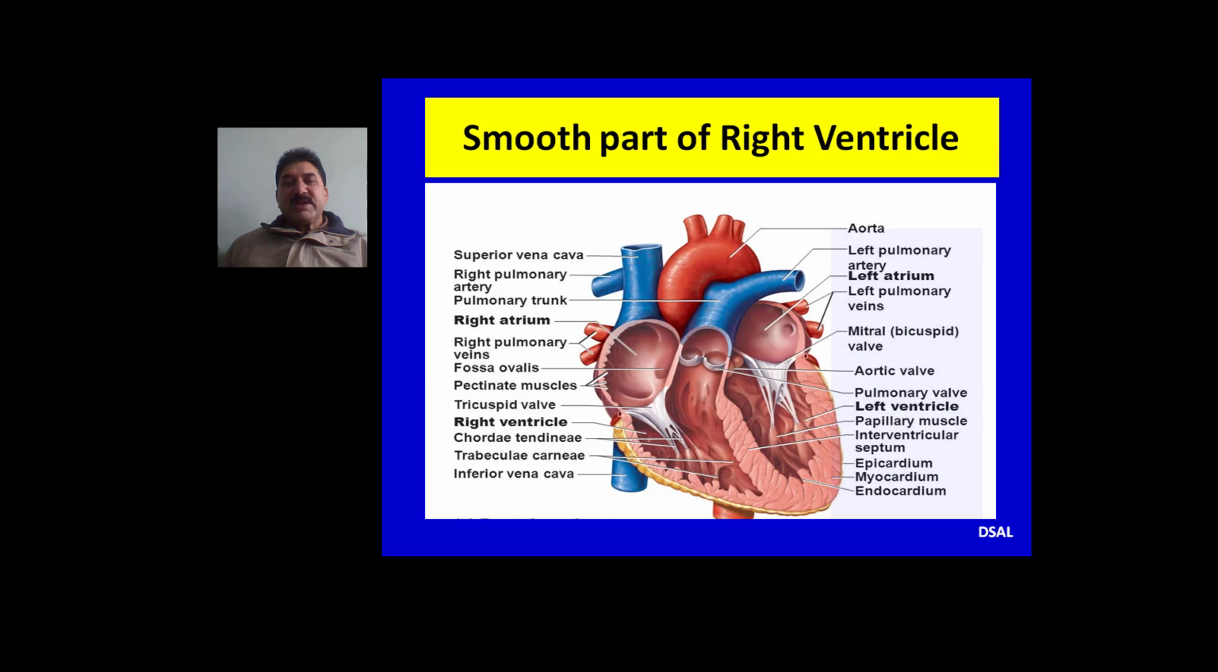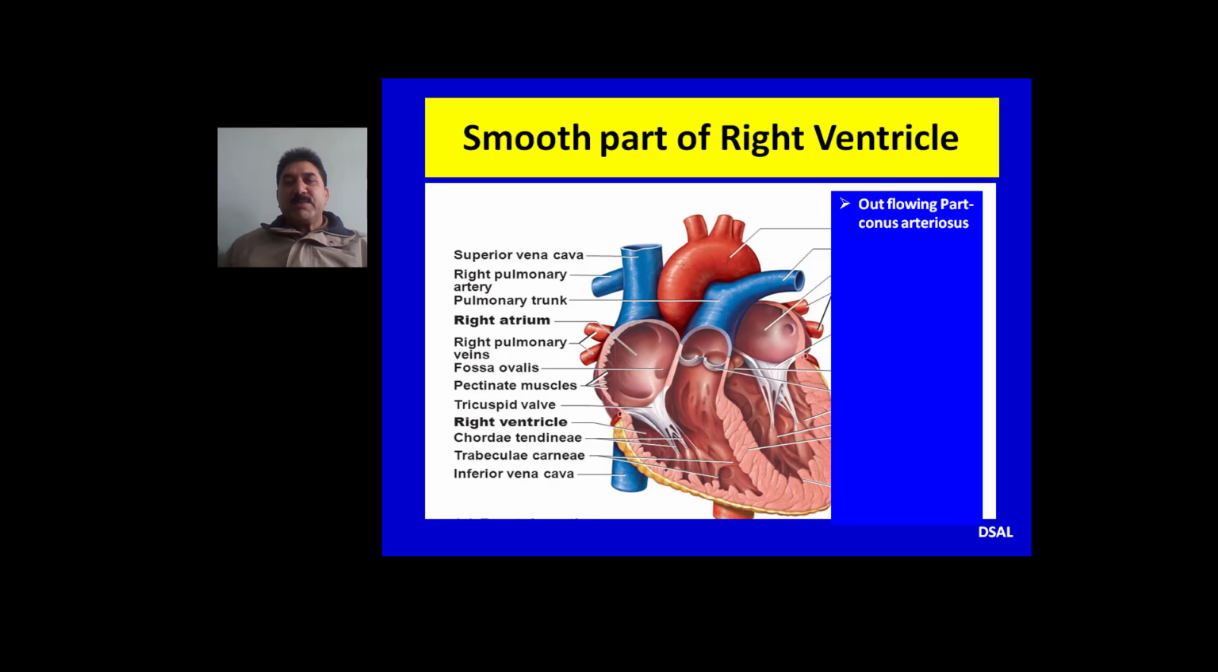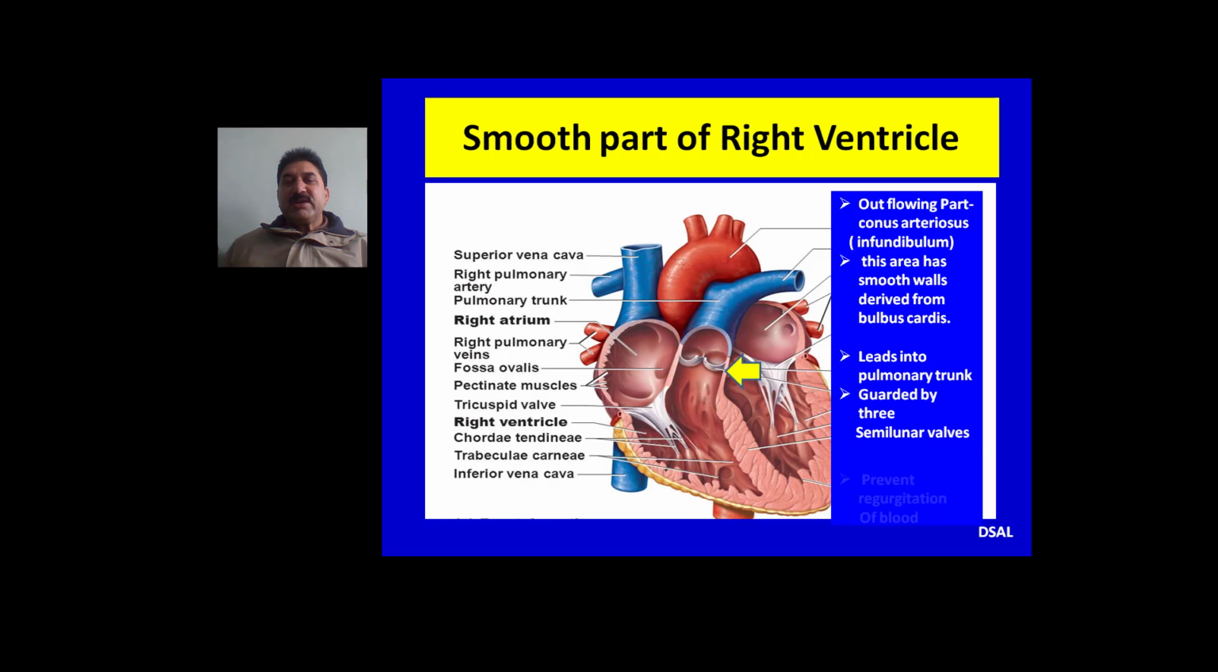Smooth part of the right ventricle. It is also called the outflowing part of the right ventricle or conus arteriosus. It is also called infundibulum. This area has smooth walls derived from bulbus cordis. It leads into the pulmonary trunk, which is guarded by 3 semilunar cusps or valves. These semilunar valves prevent regurgitation of the blood into the right ventricle during diastole, whereas the tricuspid valve prevents regurgitation of the blood into right atrium during systole.